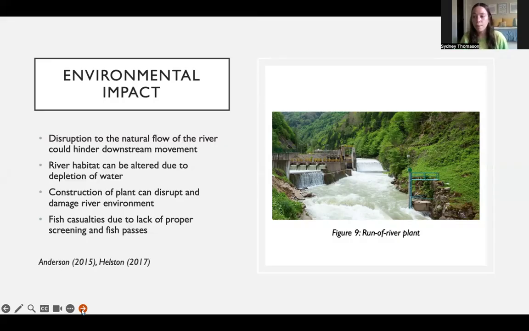Although more prevention methods have been introduced to help mitigate all of these problems, if a run-of-river plant lacks a proper screening or fish pass, the migrating fish that use this river could find themselves drawn into the penstock and into the plant and into the turbine, which is one of the big environmental concerns associated with run-of-river plants.